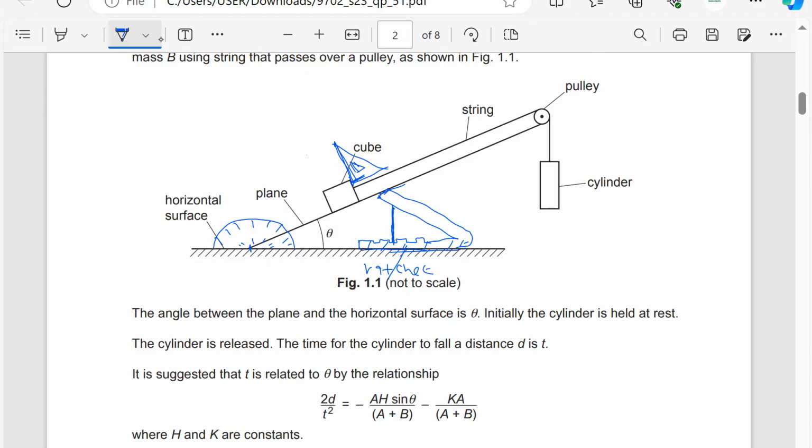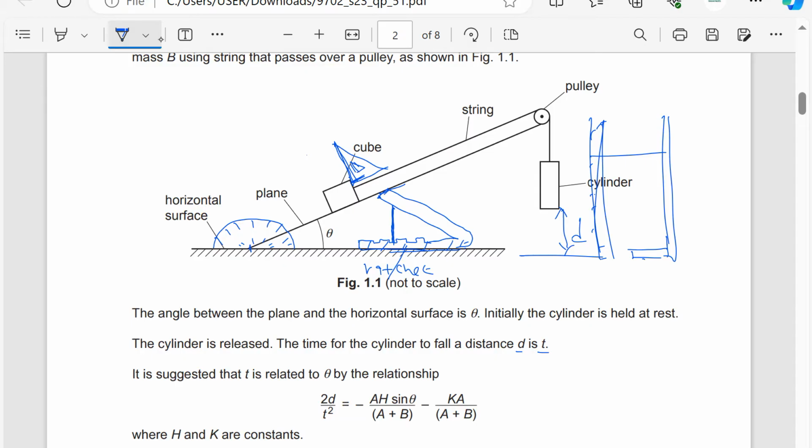Then the cylinder is released. The time for the cylinder to fall a distance d is t. So I will need to measure the distance d through which it falls, and this distance will be measured using a ruler. I will need a meter ruler which must be clamped. So I need a clamp. In other words, I will need a clamp somewhere. I'm still drawing the skeleton of this experiment.